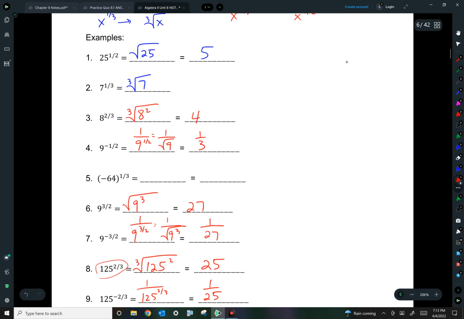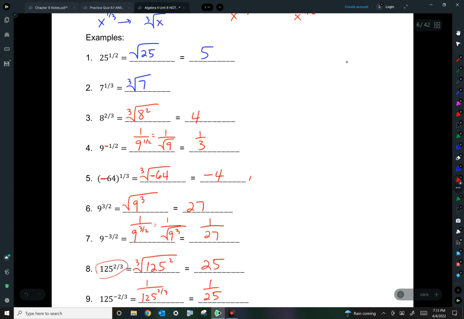All right, now I chose number 5 to do last because I don't want you to get confused with a negative out in front here compared to the negative in the exponent. It's the negative in the exponent that moves it to the denominator. A negative out in front does not move it to the denominator. So what I actually have here is the cube root of negative 64. And it's okay to take the cube root of a negative number. That's not imaginary. Cube root of negative 64 is just negative 4.